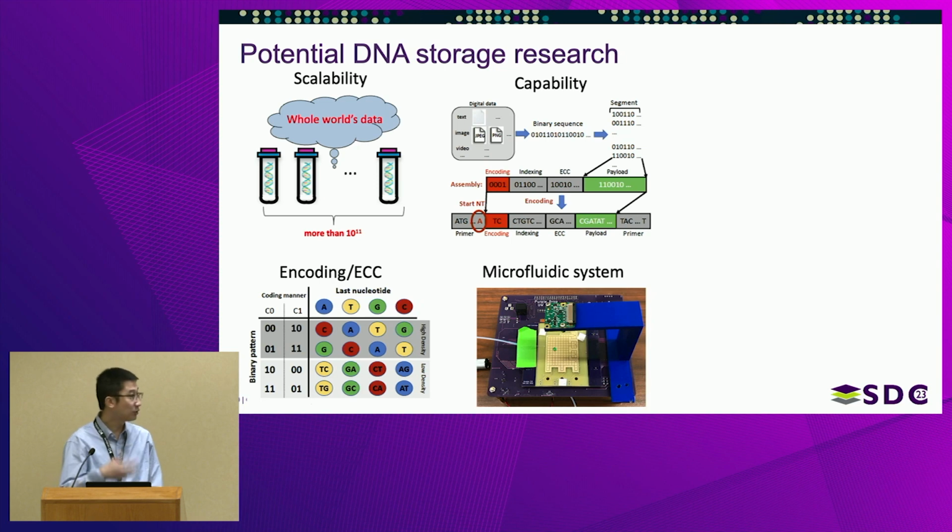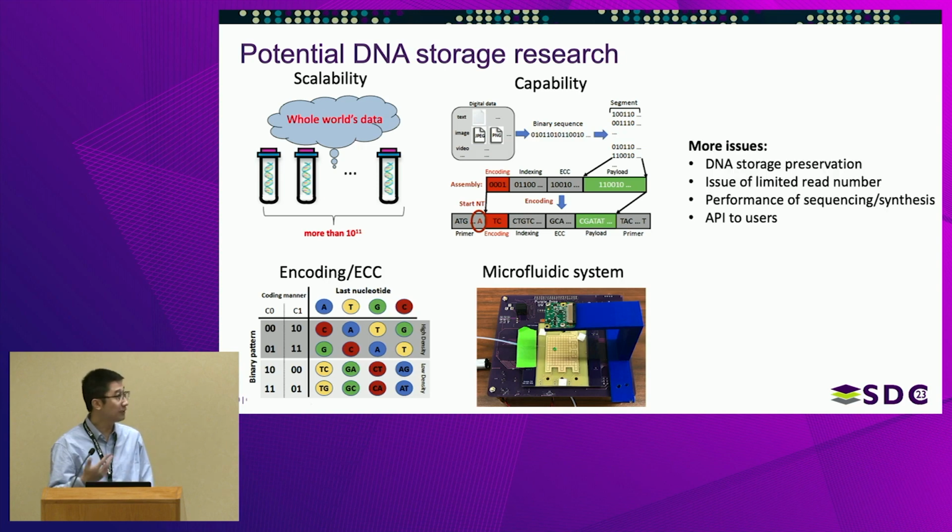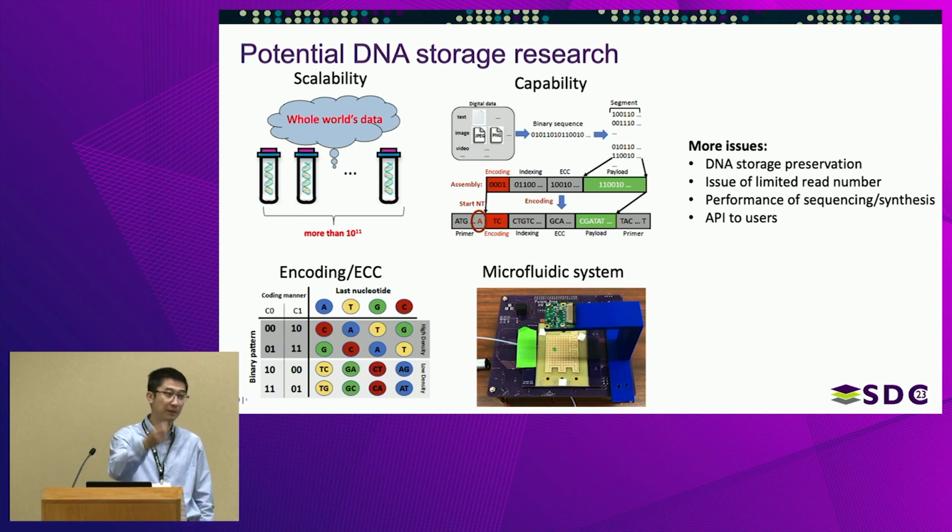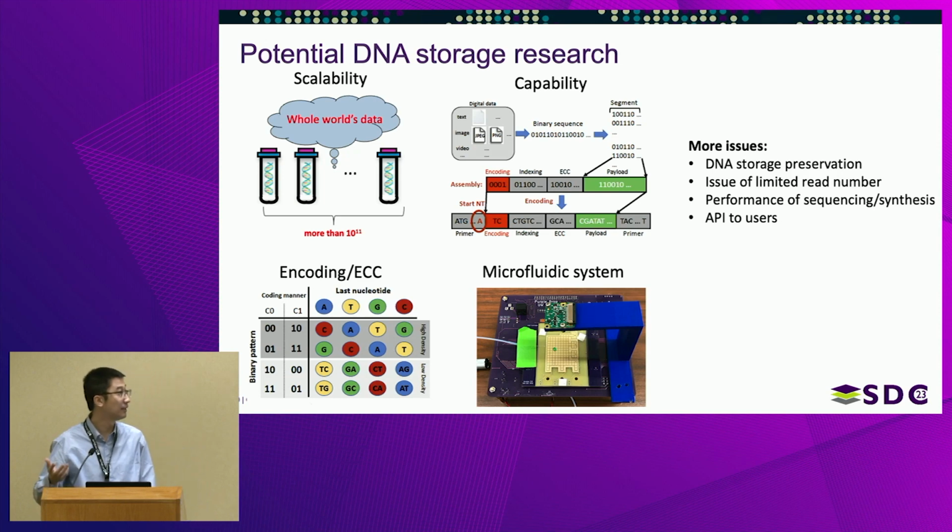And also the microfluidic system. I think the previous talk was about the microfluidic system as well. So more issues in the storage system, like DNA storage preservation and the issues of limited read number, because for each read we may consume maybe one droplet or some of the DNA in the DNA storage system, right? So we may have the issue of limited read number, and also the performance of sequencing, synthesis, or API to the user.